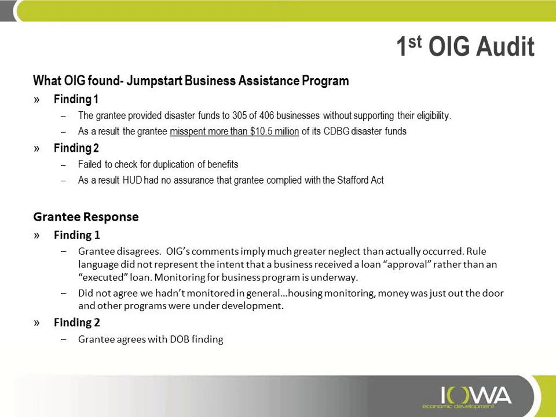What OIG found was that, and they did go out to the City of Cedar Rapids, and they did an initial review, and then they came back, and I think they spent a couple of months in Cedar Rapids, and they looked through all 406 business files that we had for this program. And they found that 300 of the 406 did not have supporting eligibility.